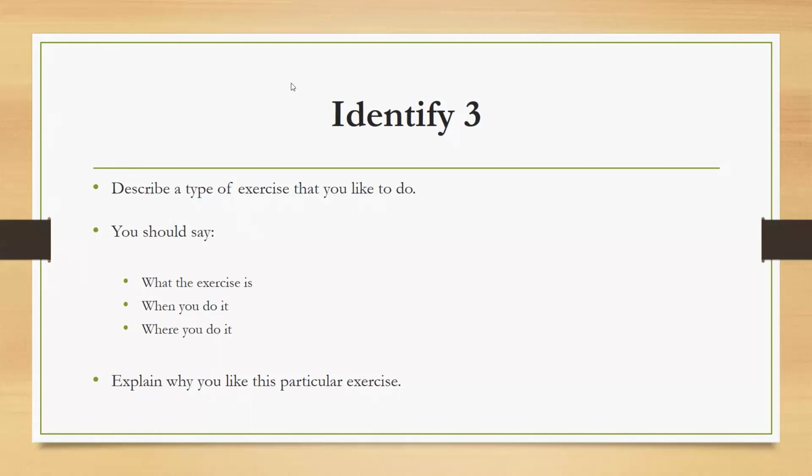Excellent, excellent. Type of exercise, exercise, my favorite exercise, exercise I like. Excellent. All those who typed that were 100% correct. That is how to identify the central theme.